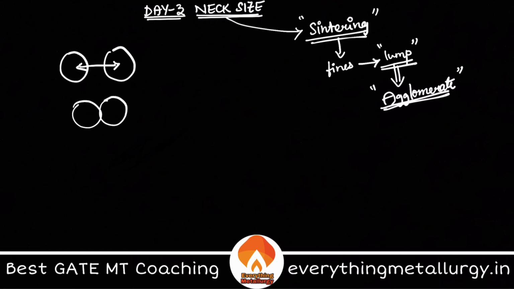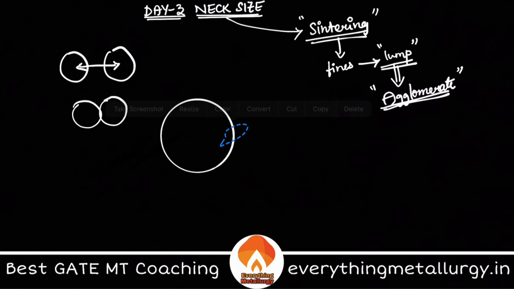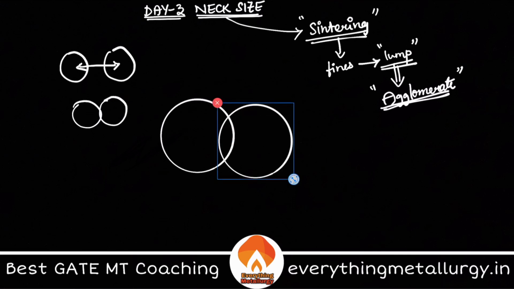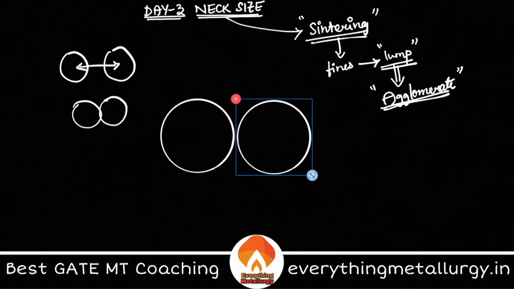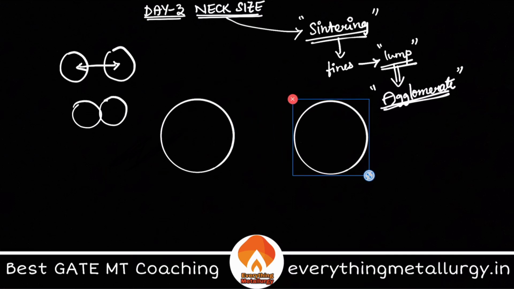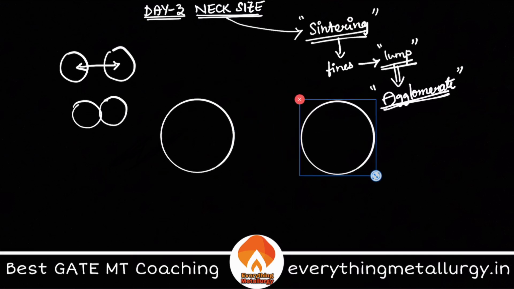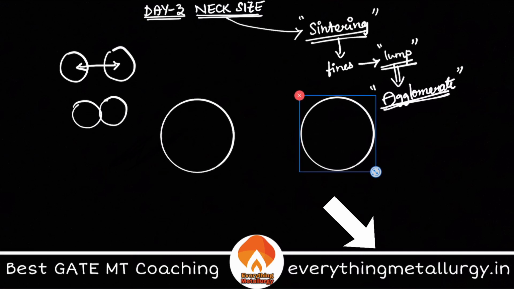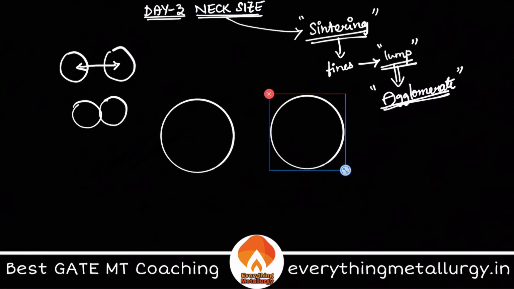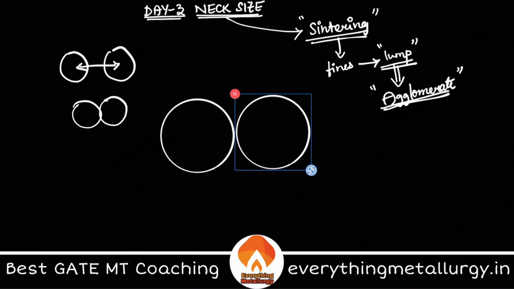What is neck? It is the same thing which you saw here, so I'll draw it in a detailed manner. Let's assume these are 2 different particles of the same size. If my particle is far away, there are no collisions between these 2, which means there is no bonding, so sintering is not taking place. Sintering happens only when this comes and joins this surface, something like this.